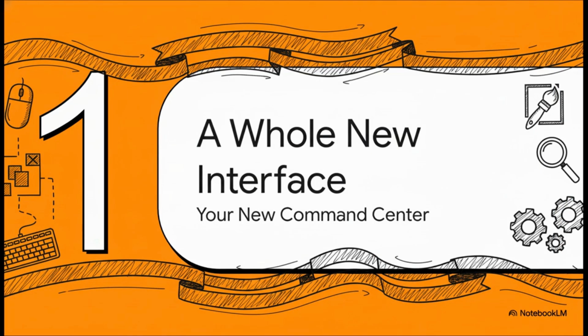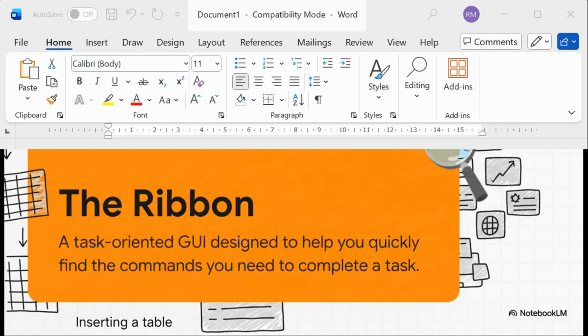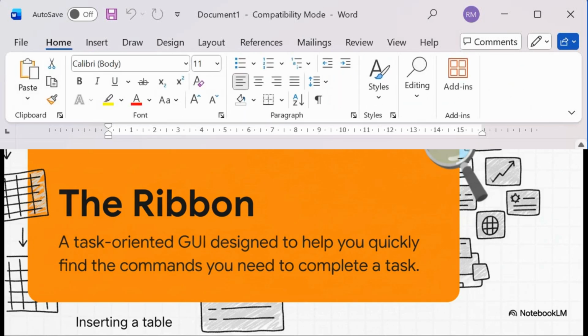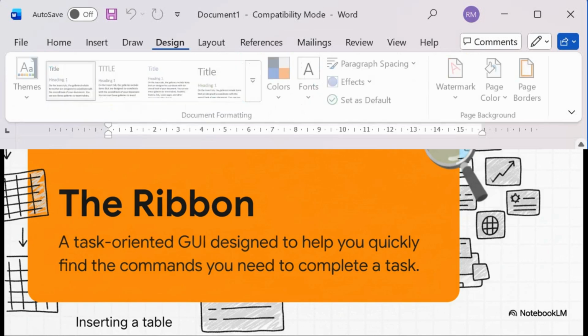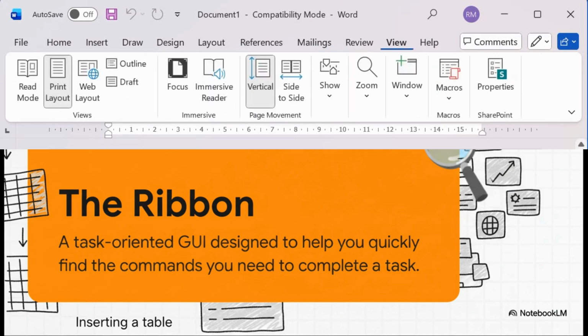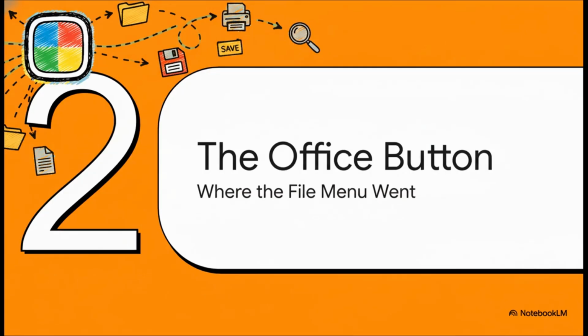Okay, first up, let's tackle the single biggest change to Word's interface. It's time to meet the ribbon. Think of this as your brand new command center. Now, the key idea to grasp here is that the ribbon isn't just a fancy replacement for old toolbars. Nope, it is a complete rethink of how things are organized. Instead of features being buried in menus, they're grouped by what you're actually trying to do. So everything for formatting a page is in one spot, everything for inserting a table is in another. It's task-oriented.